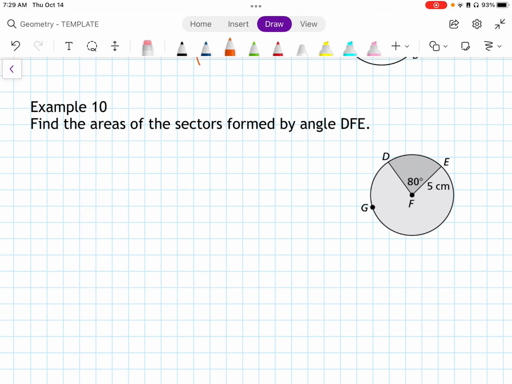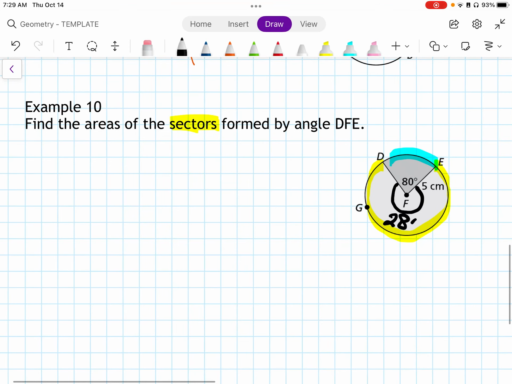Example 10, find the areas of the sectors formed by angle DFE. Well, this says find the areas of the sectors, plural. So they want us to find both. They want us to find the outside one and the inside one. Starting off, I want to find what would this angle be? Well, 360 minus 80 is 280 degrees. Angle is 280 degrees of the major arc.